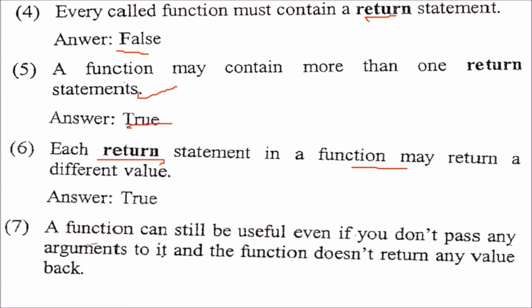A function can still be useful even if you don't pass any arguments to it and the function doesn't return any value back. See, this is true. If you don't even pass any parameter and you don't want any return, the function can still do substantial work. So don't judge a function by the return values or the parameters being passed. Even if you don't have both of these, the function can still be useful to you.